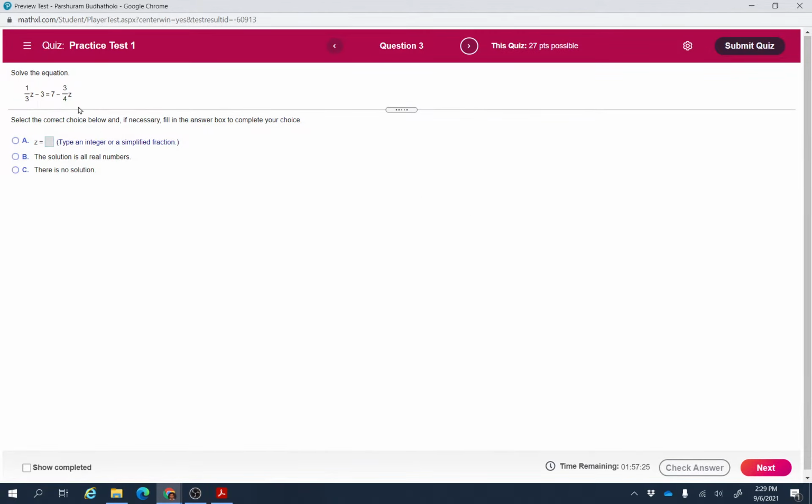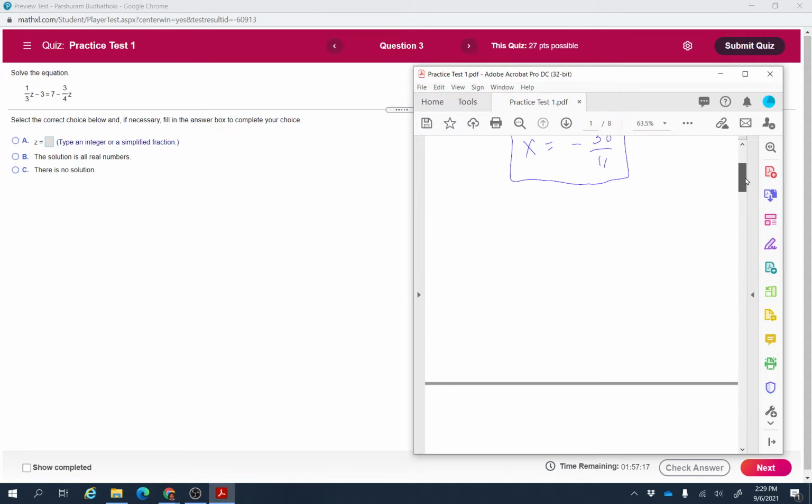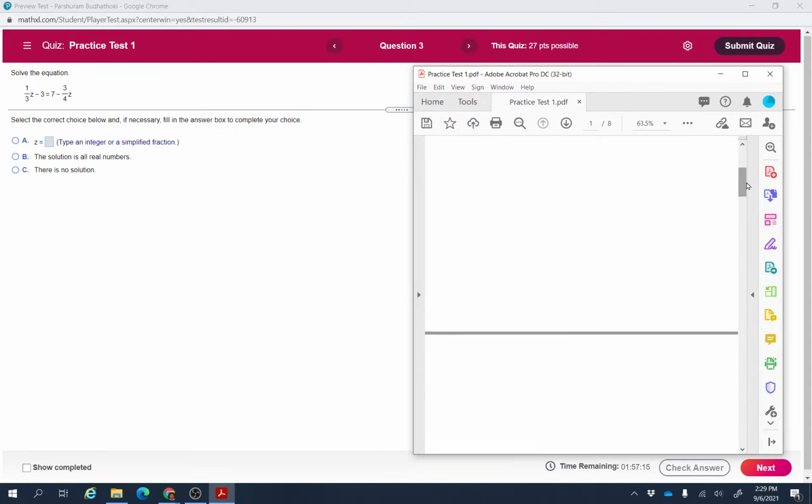This problem looks a little bit different, but the only difference is it has fractions like 1 over 3 and 3 over 4. So to do this kind of problem, we need to just find the LCD first. This is problem 3, LCD, least common denominator. As you can see there is a 3 and there is 4. The LCD, 3 times 4 is 12. Now we're going to multiply both sides by the LCD.